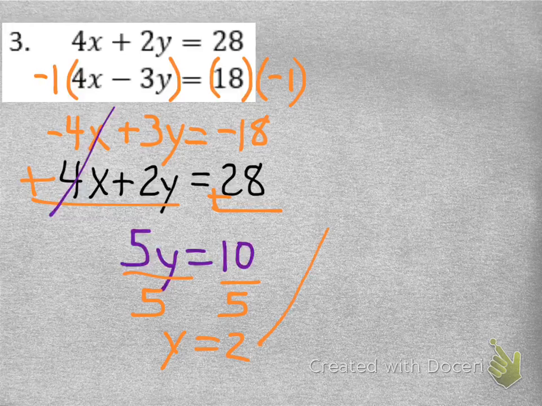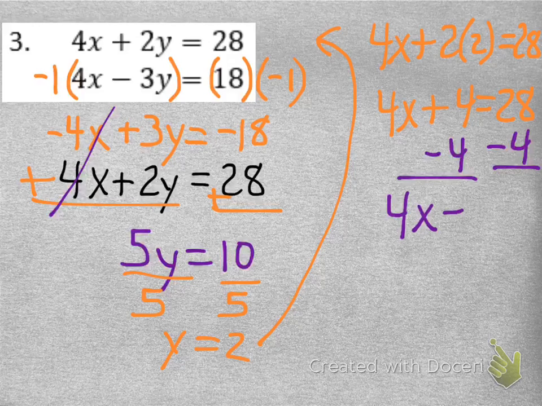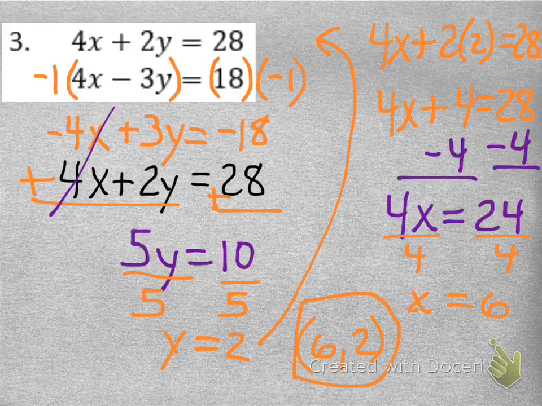Now we're going to take that value, plug it back in. I'll go with the top equation. So we got 4x plus 2 and then in parentheses, instead of the y, we're putting 2. So we have 4x plus 2 times 2 is 4. Two-step equation from here. To get rid of the plus 4, subtract 4. So we have 4x equals 24. And then to get rid of multiplying by 4, divide by 4 on each side. And so x is 6. Put it together as an ordered pair, x, then y. So our answer is 6, 2.